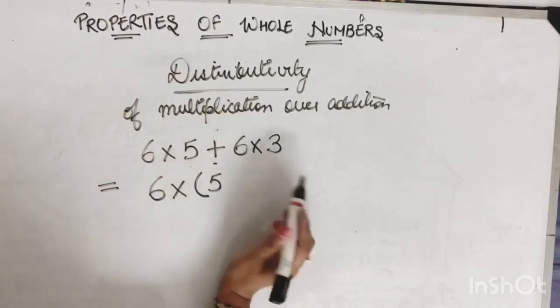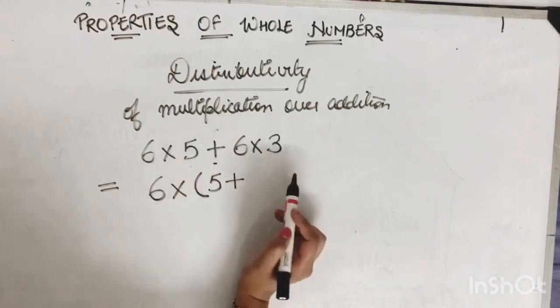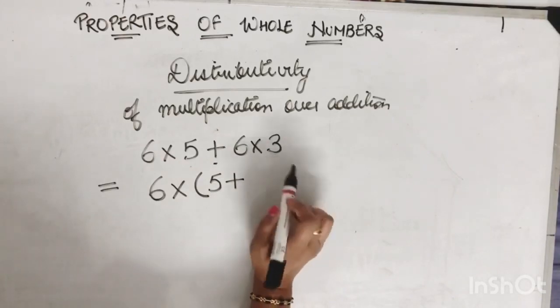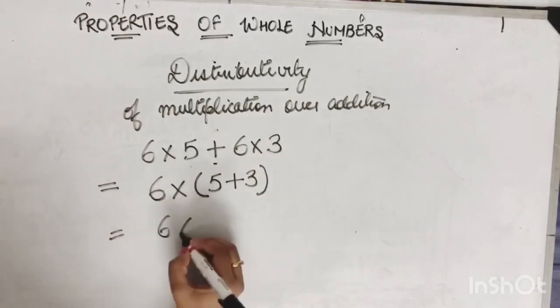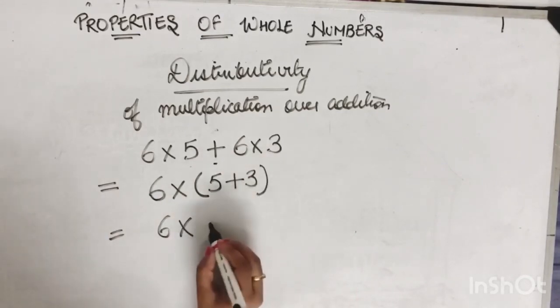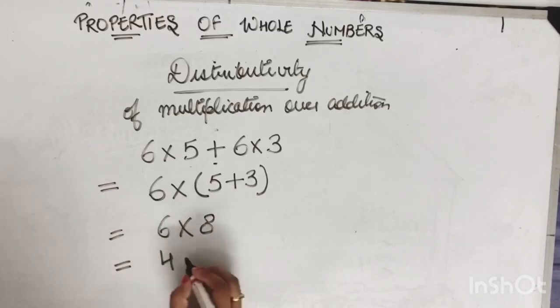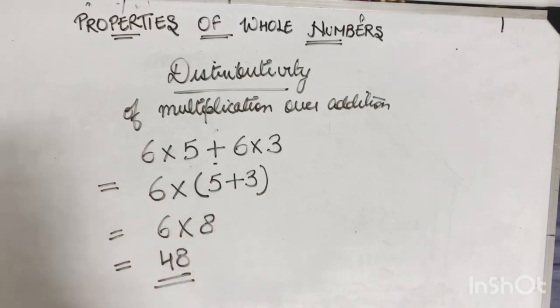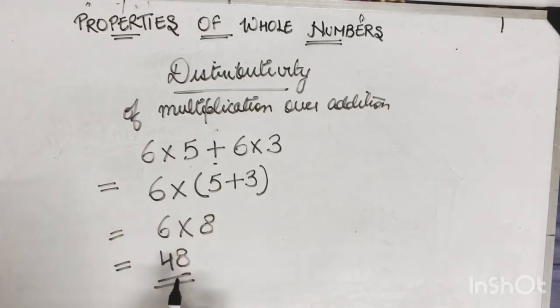Which sign is present? Plus. Now again you have taken 6 outside the bracket. So which number is left inside? 3. So you'll write here 3. So 6 into 5 plus 3 is 8. So 6 into 8 is 48. 48 is the answer. So by putting this bracket, it was more easy to solve.